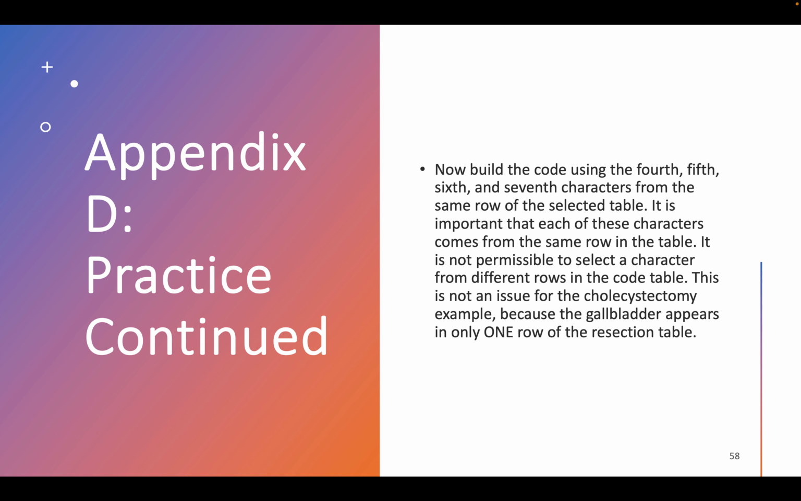Now build the code using the 4th, 5th, 6th, and 7th character from the same row of the selected table. It is important that each of these characters comes from the same row in the table. It is not permissible to select a character from a different row in the code table. This is not an issue for the cholecystectomy example because the gallbladder appears in only one row of the resection table.